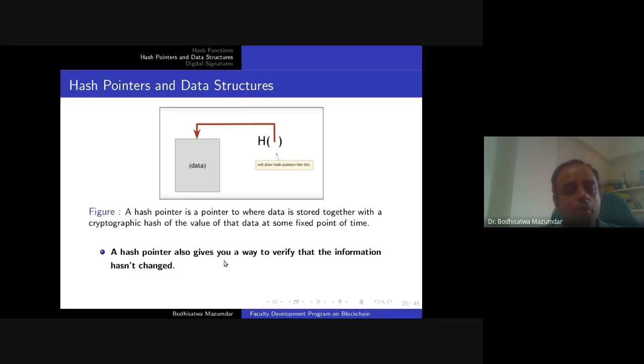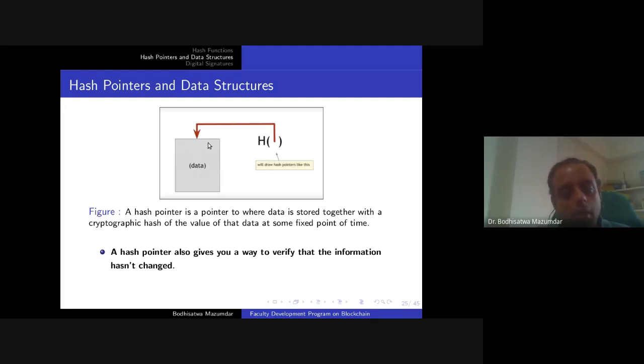So a hash pointer also gives you a way to verify that the information has not changed. For instance, if you want to go to a record, you go to that pointer value, and from the pointer value you go to the data. At the same location as the data, its hash value is there. What you can do is pass the data through that hash function, and compare the output of that hash function with the hash stored at this location. So if the two hashes are the same, then you conclude that the data has not been tampered with.